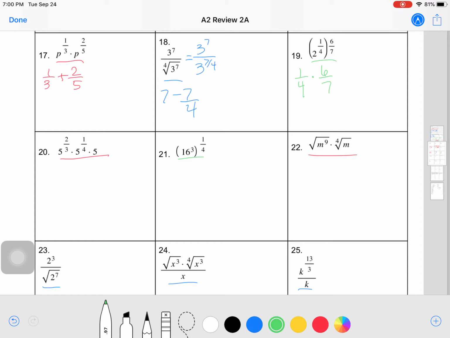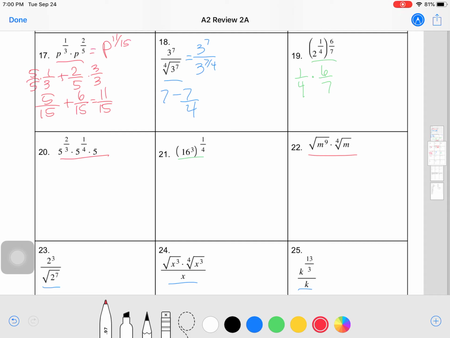Just to go through and finish one out for you so you know how to do it. Remember that when you are adding, you need a common denominator. So if I'm looking at number 17, my common denominator is going to be a 15 because I have a 3 and a 5. So I'm going to multiply the first fraction by 5 and the second one by 3. So this is 5/15 plus 6/15, which is 11/15. This 11/15 is my new exponent.